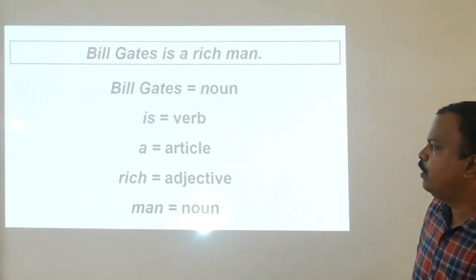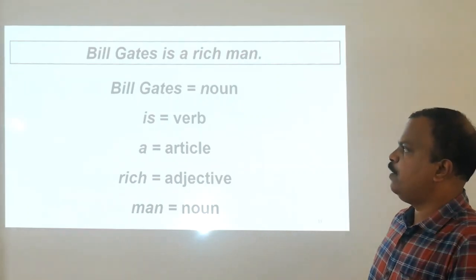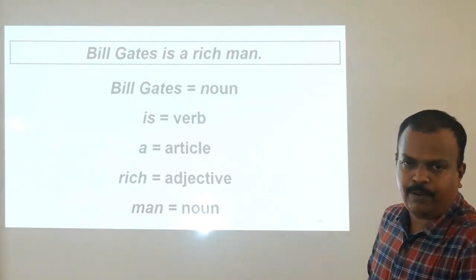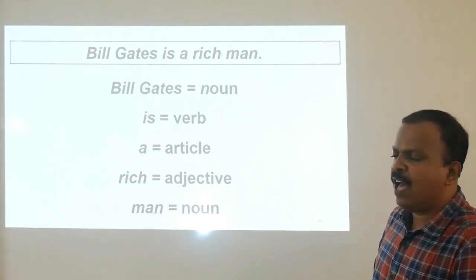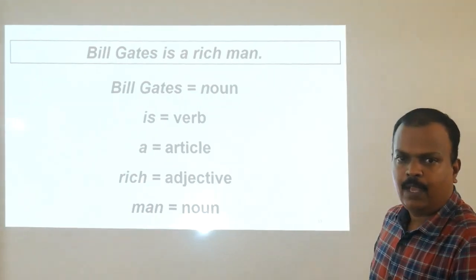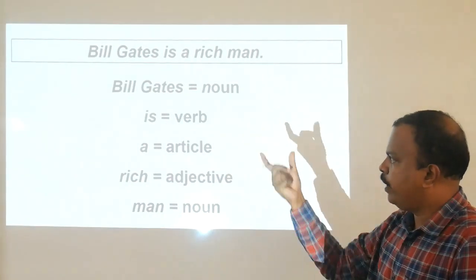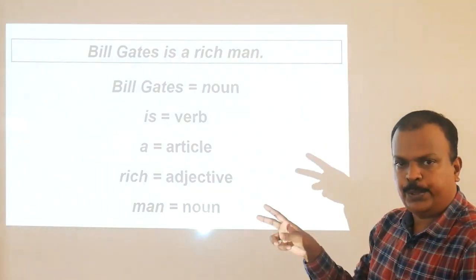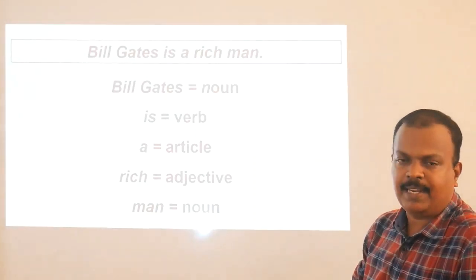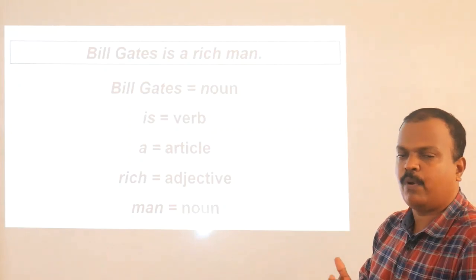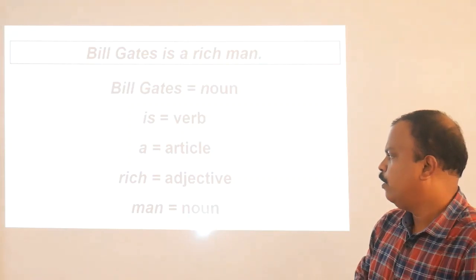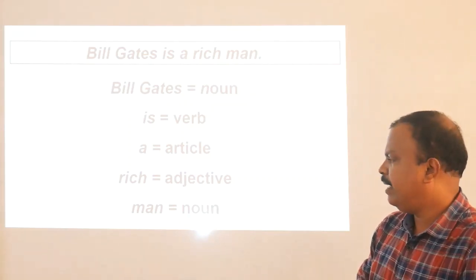Bill Gates is a rich man. Of course, yeah? Bill Gates is a rich man. But let's break it down and see what different words are playing different roles here. Bill Gates is a noun. We also know it's called a proper noun. It's a name, a given name to a person. So that's why we have capitalized the first letter of those two words. The letter B is in capital, letter G is in capital in Gates as well. So Bill Gates is a given name, a proper noun. Is is a verb, a is an article, rich is an adjective, man is a noun.